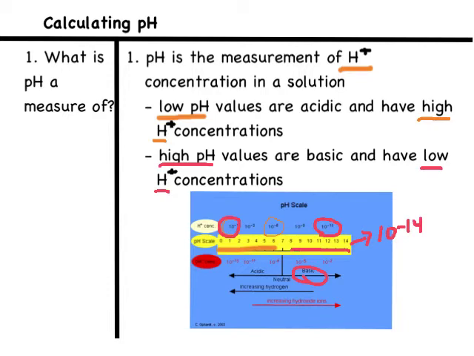We're going to investigate why there's this discrepancy: why, if you have a low pH level, it actually has high ion concentrations, and if you have a high pH number, it's actually a low concentration of hydrogens. We're going to investigate why, but for right now, that's what you need to know.